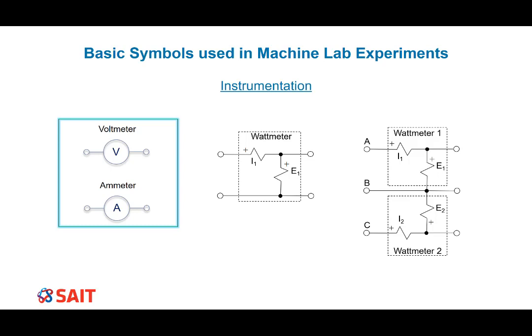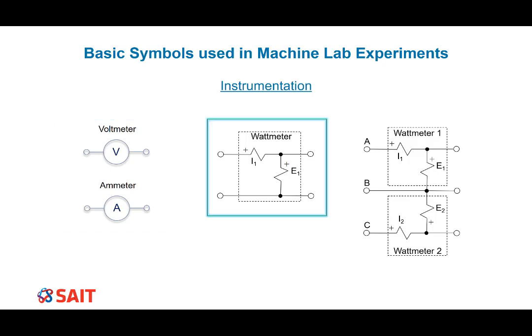When you are measuring only voltage or current, you can use the standard symbols for voltmeter and ammeter. When it comes to measuring power, you need to draw a wattmeter. This example shows a wattmeter that can be used on either a DC or single-phase AC circuit. The single-phase wattmeter has a current coil or element and a voltage coil or element.